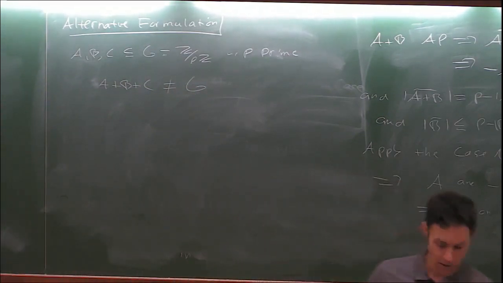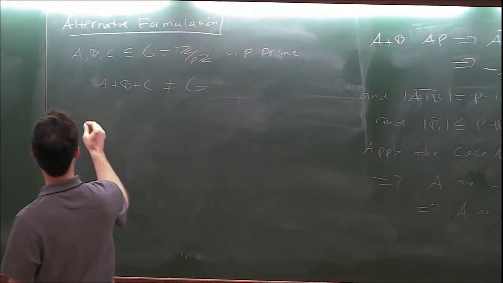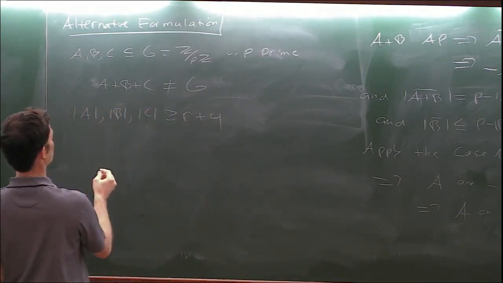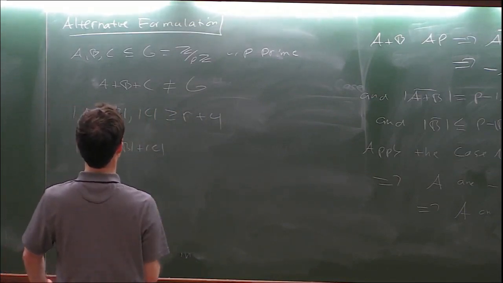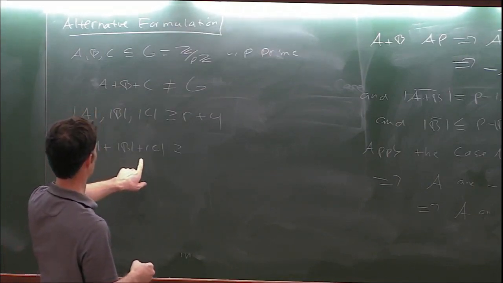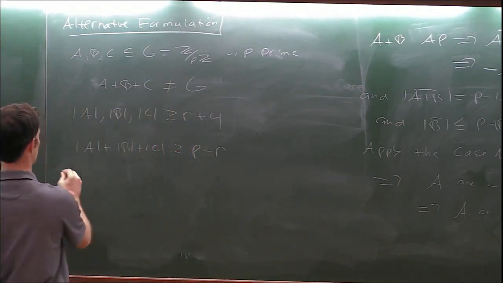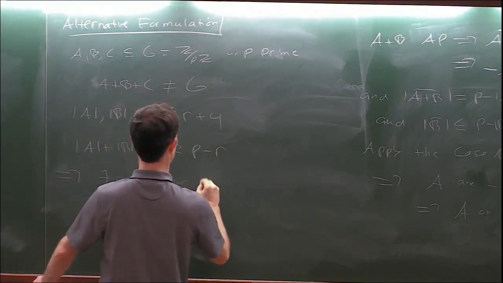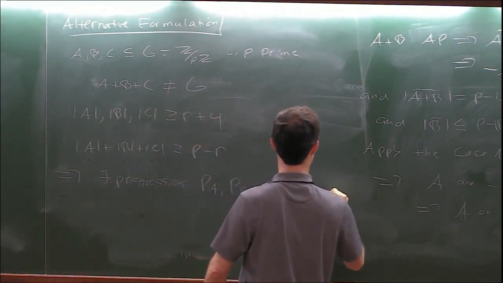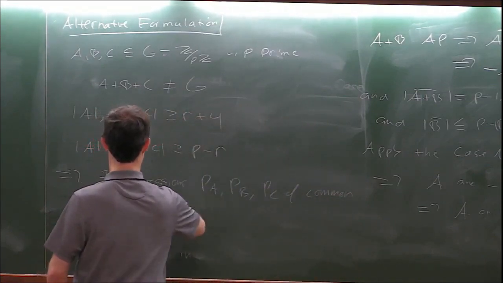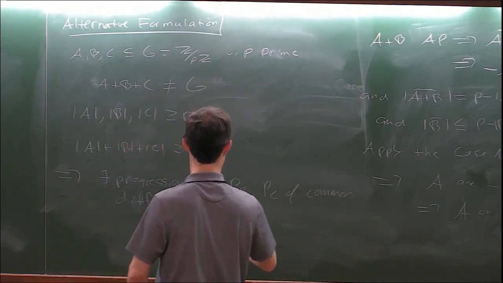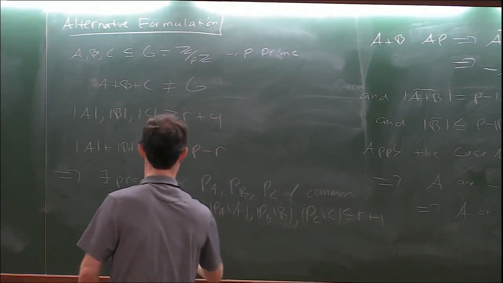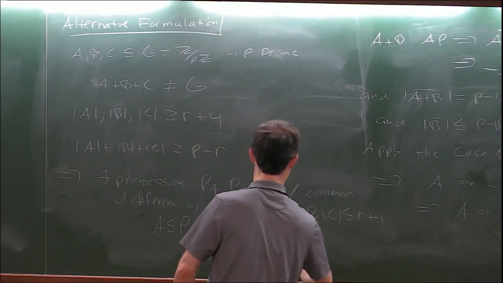And let me just make sure. Each of the individual sets has size at least r plus 4. And in total, we have A, B, C with P minus R elements. We get the same conclusion in this case. Of course, A is inside PA, B is inside PB, C is inside PC.